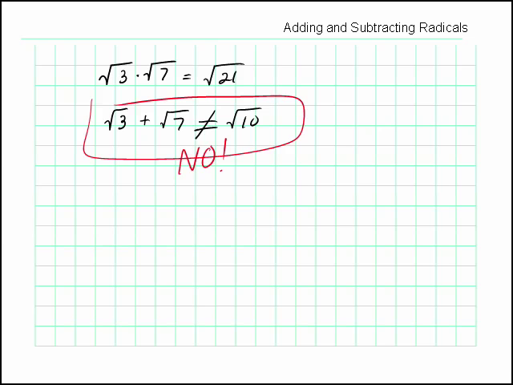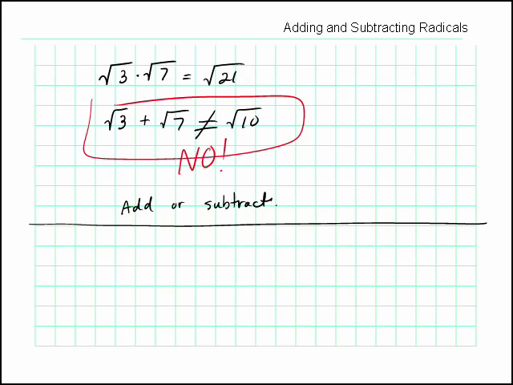No, it does not work that way. This is the way it works. Add or subtract. It's like adding like terms.